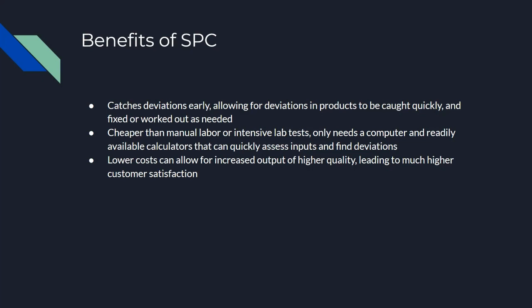It's much cheaper than manual labor or intensive lab testing, as you only really need a computer and very easily available calculators like Excel or RStudio that we just mentioned. You can catch deviations very quickly. Because of this lower cost, you can have much higher output, and it'll also be of higher quality due to the reduced deviation. Because of that, you also have a lot higher customer satisfaction, which is something that in any sort of business you always want.